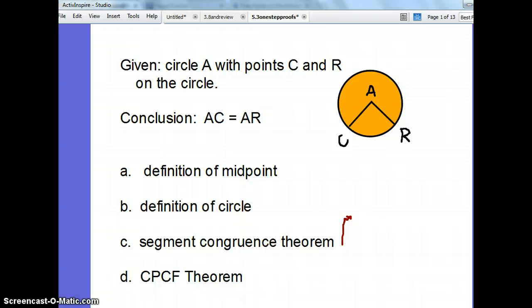So here we have a problem where we have a circle, and our conclusion is that AC is equal to AR, or in other words, the length of AC, the distance from A to C, is the same as the distance from A to R, and this would be justified by the definition of a circle.